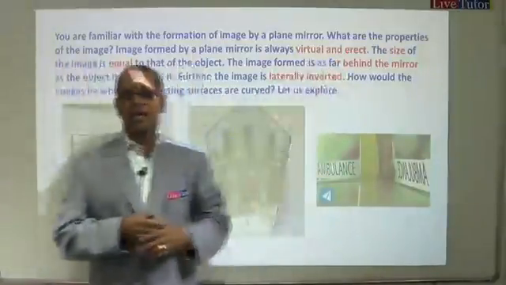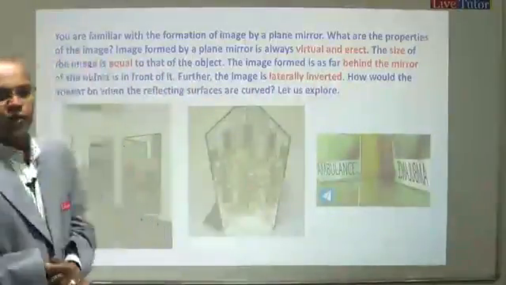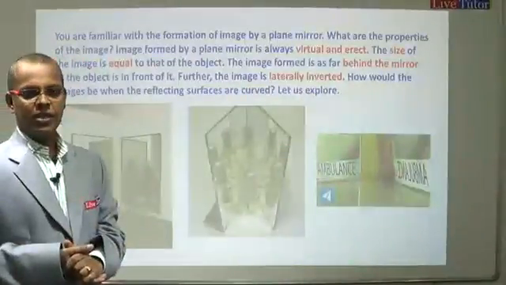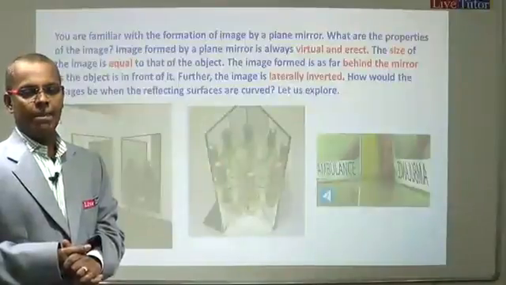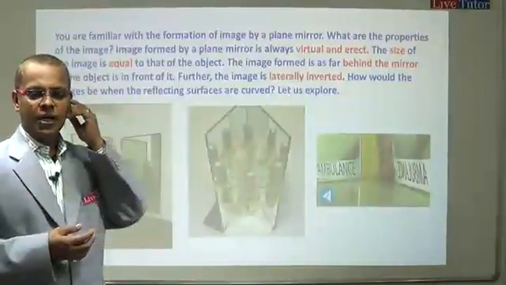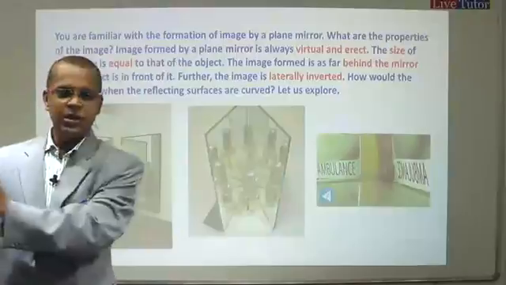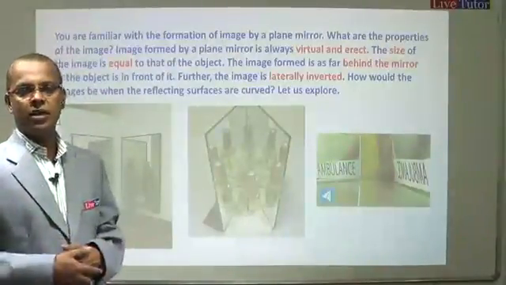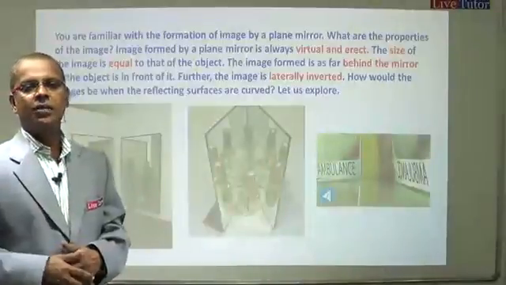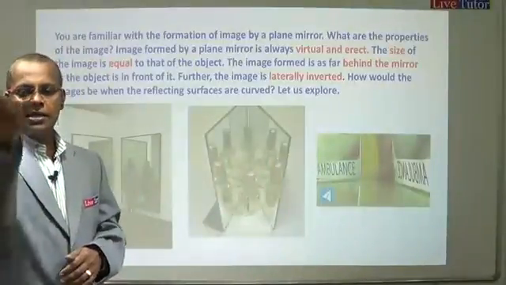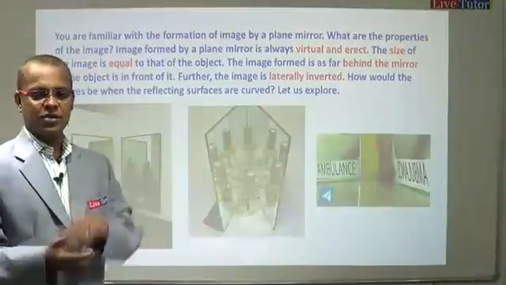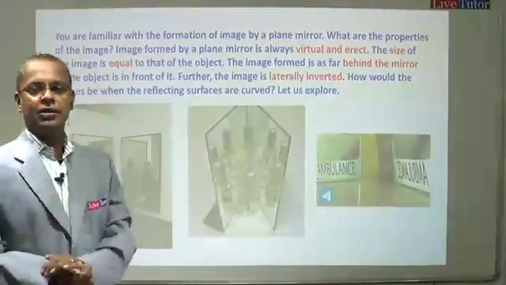Virtual and erect. What is virtual? Virtual is the one which cannot be caught on the screen. The image which we see on the mirror, if you try to focus it on any white surface, our image cannot be seen on the wall. Such kind of image is called virtual. And it is erect. When you look at the mirror, you are able to see the face as it is. It is not upside down or inclined. So it is erect.